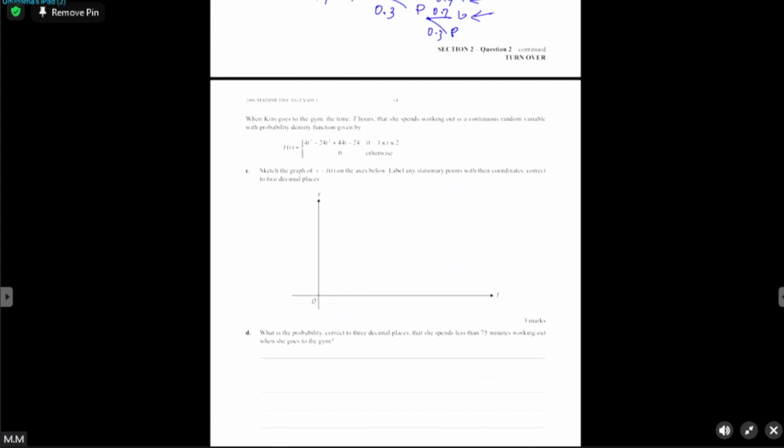Here I just draw it on the CAS. I'm just going to set my axis scale. It is 0 between 1 and anything after. And the graph looks something like this. There's a turning point at around 1.42 and 1.54.